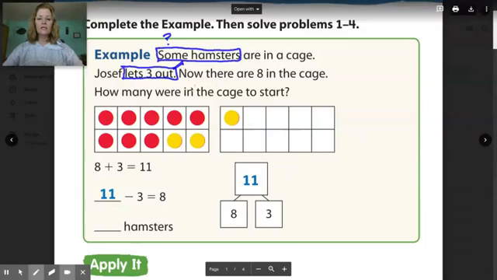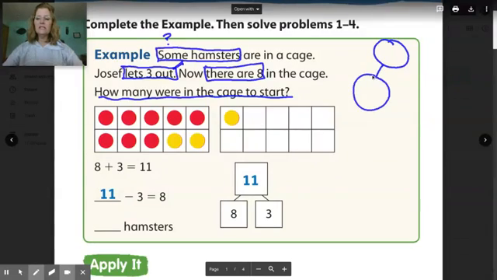So there's some hamsters. Joseph lets 3 out, and now there are 8 in the cage. And the question is, how many were in the cage to start? So we know it's a subtraction because there are 3 that were left out. Some were in the cage. Joseph let 3 out, and then there were 8. Okay, so something minus 3 equals 8.